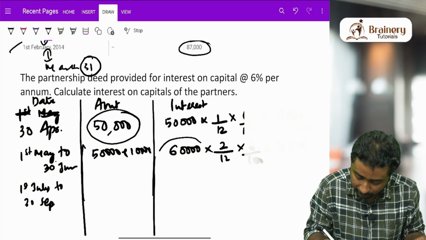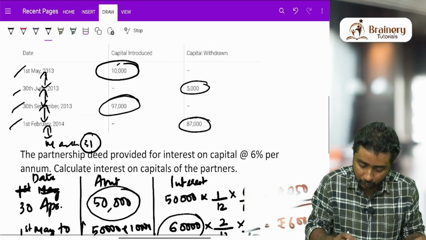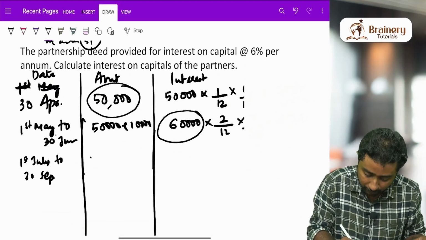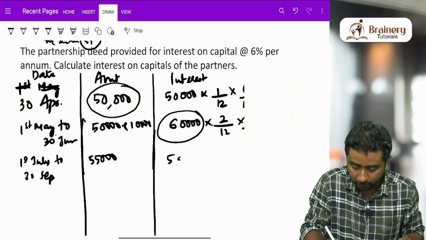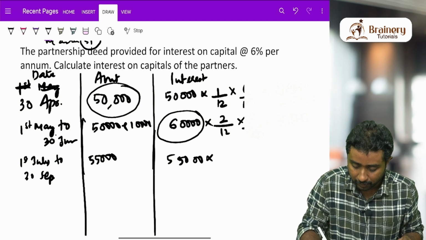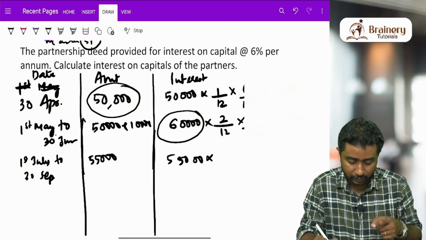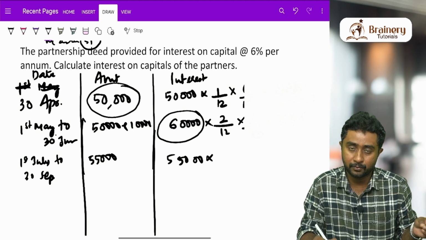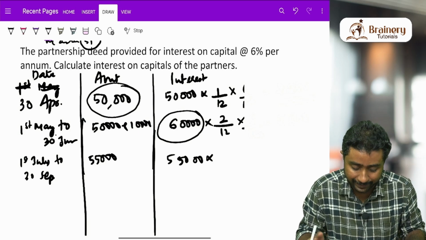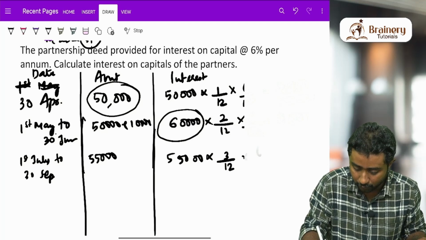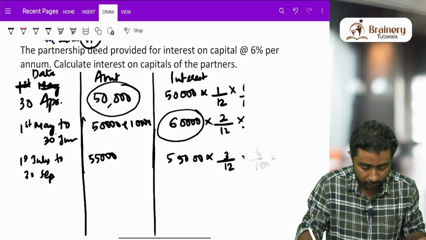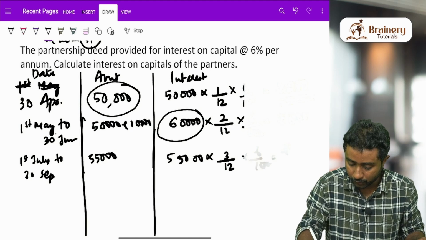So before there was 60,000. On 30th June what did he do? He withdrew 5,000. That means now only 55,000 is there. 55,000 into how many months? From 1st July, that means July full, August full, and September up to 30th, when the next change is happening. So 3 months' interest: 3 by 12 into 6 by 100. So how much will you get?